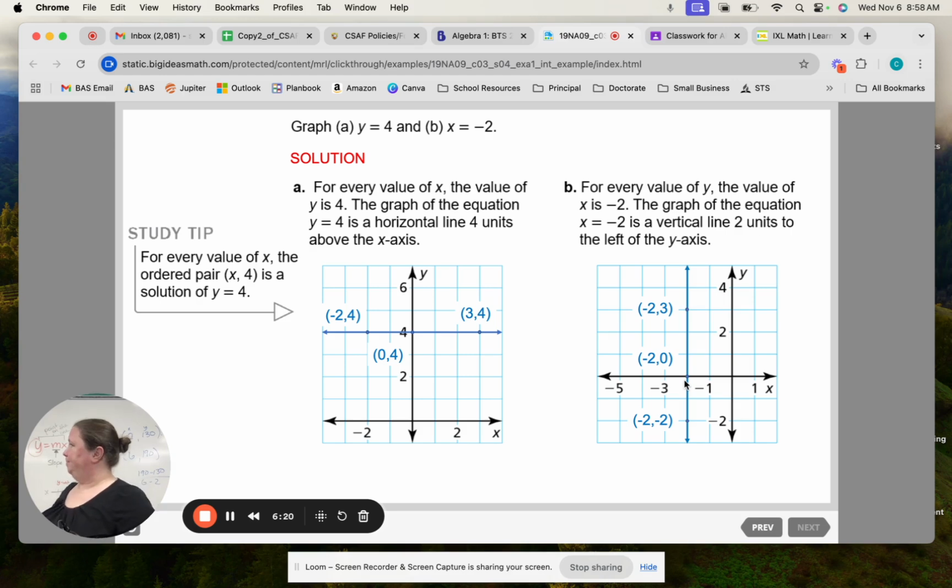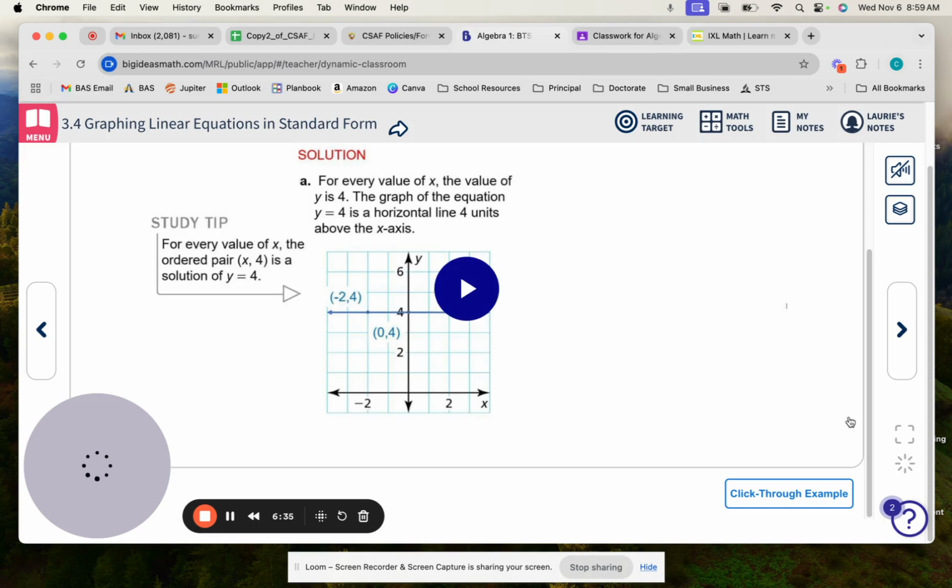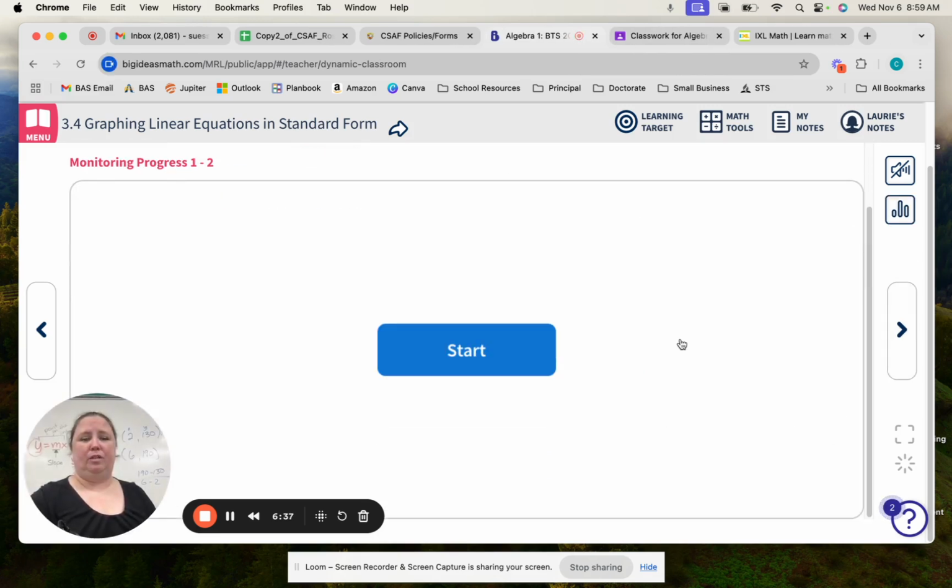Oh. Yep. I get it. Sometimes I just got to rearrange how I say it, and it'll click. So don't be afraid to ask. Just say, Miss, it still isn't clicking. I'll talk more. Good? Okay. I'm guessing you have monitoring progress. Yep, 1 and 2. Go ahead and do them.